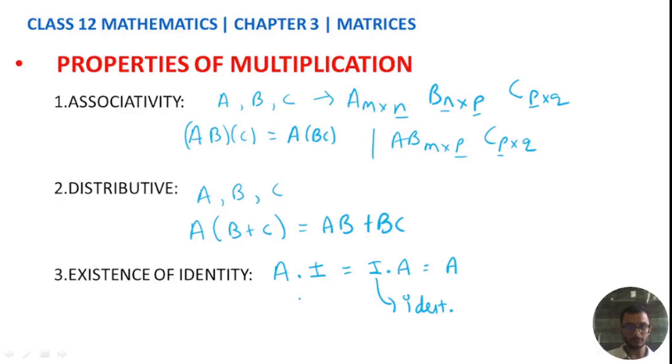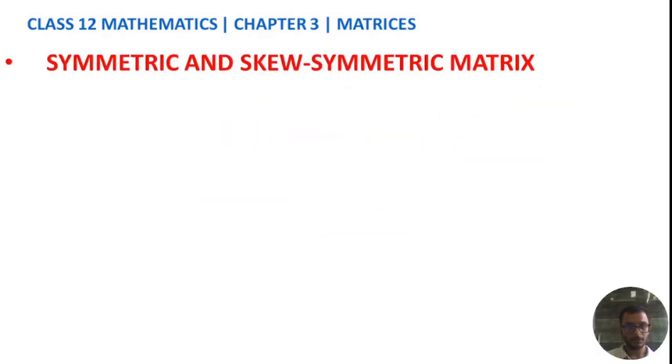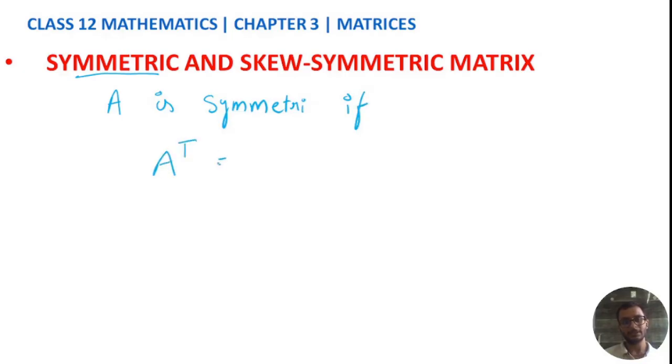Okay, so let's move to the next topic. Next is symmetric and skew symmetric. So what is symmetric and skew symmetric? Suppose you have a matrix A. When will you say A is symmetric? If A transpose is the same as A, then only you can say that A is symmetric. That is, if you transpose A and you get that transpose the same as A, then you can say that your A is symmetric.